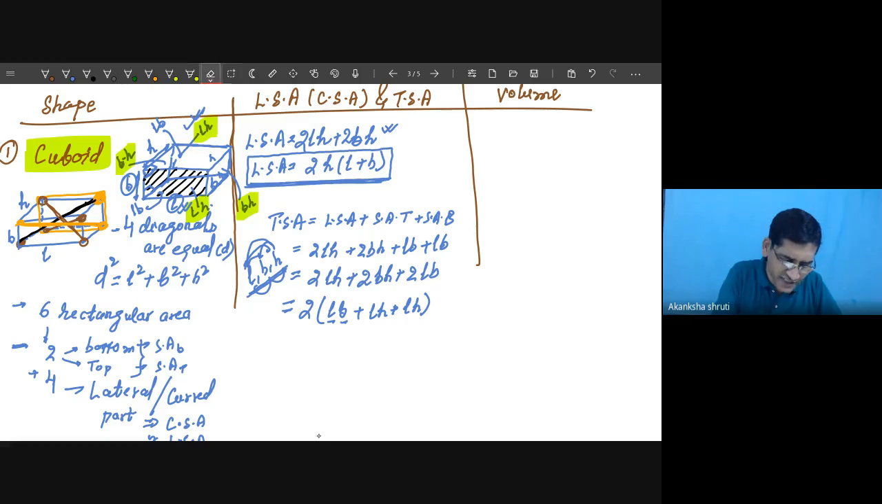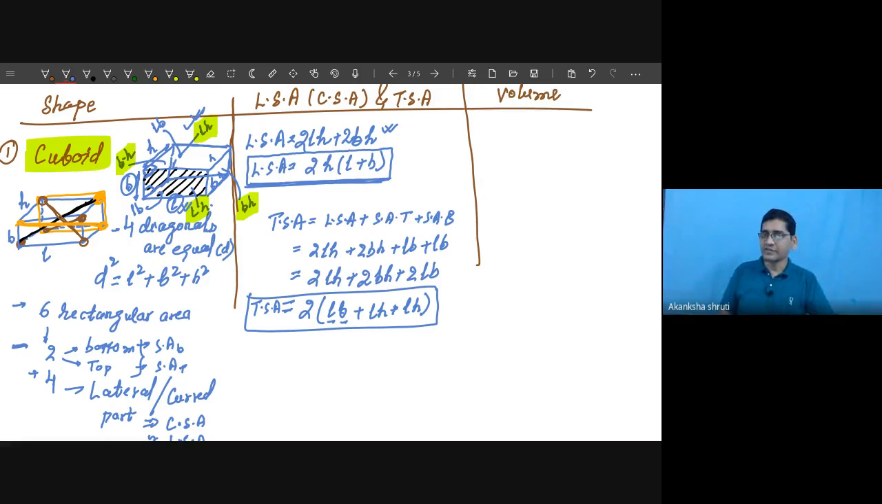So this TSA is obtained very easily just by simple imagination and simple manipulation of this LSA. So it was our TSA. So this is the other formula that we have to keep in mind.